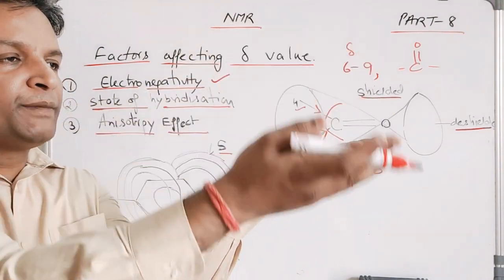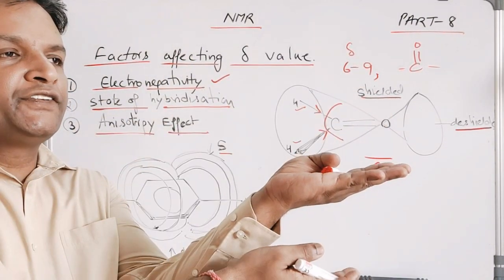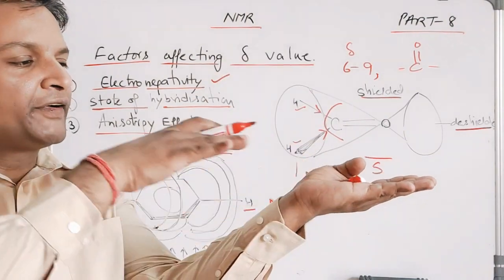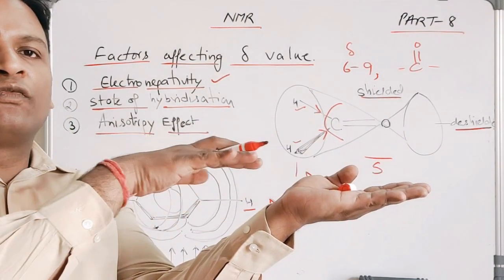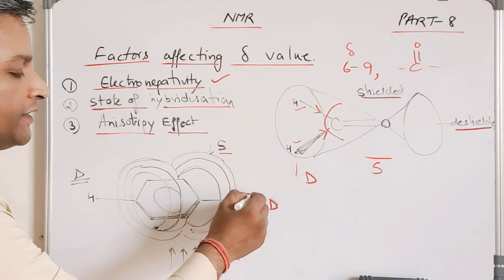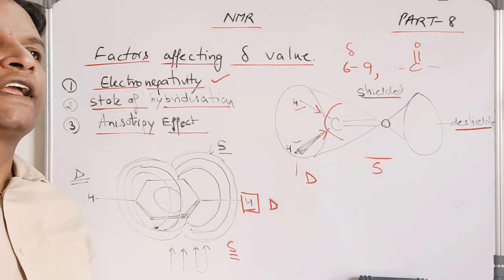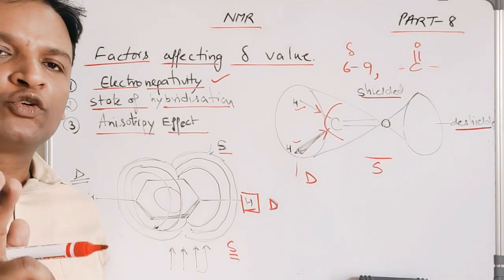generate above and below the ring a cloud, and the region inside the cloud will be shielded, but the region inside the cloud where protons lie is where a de-shielded region is generated. So protons are found to be de-shielded in case of aromatic compound. So here again aromatic compound is de-shielded by two factors.